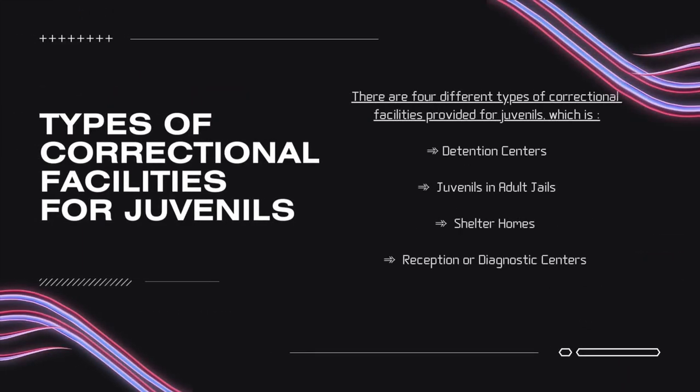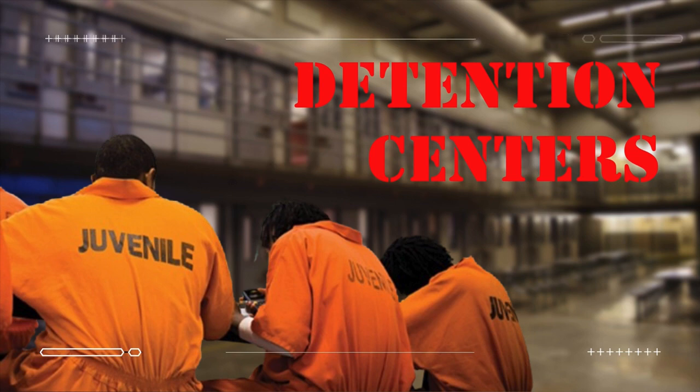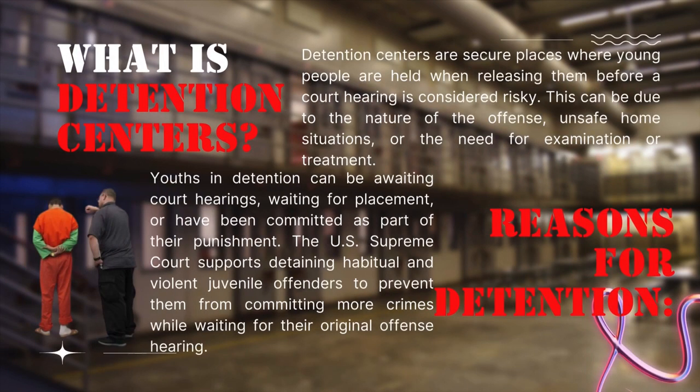So, there are 4 different types of correctional facilities provided for juveniles, which are detention centers, juveniles in adult jails, shelter homes and reception or diagnostic centers. So, let's go through the detention center first. So what are detention centers?